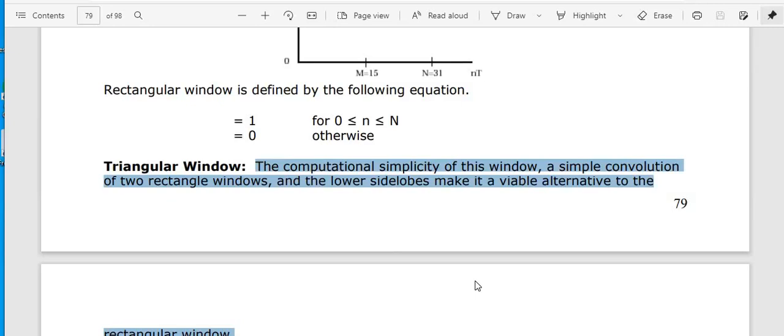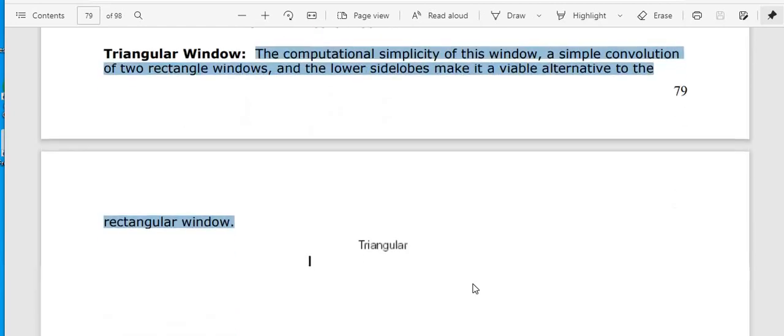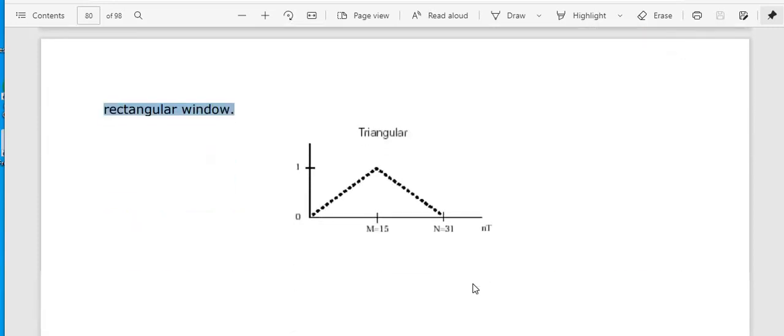Clear? The computational simplicity of this window is that it is a simple convolution of two rectangular windows. What is the problem with the rectangular window? The side lobes, the ripples, are more. We overcome that by using the triangular window. With the triangular window, the lower side lobes make it a viable alternative to the rectangular window. It means we get a better result with the triangular window when compared to the rectangular window. Clear?